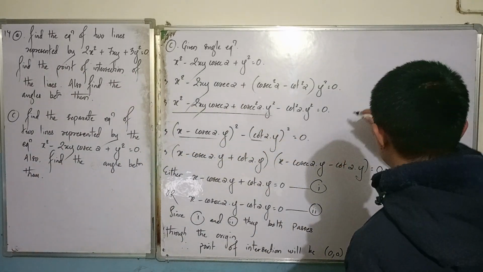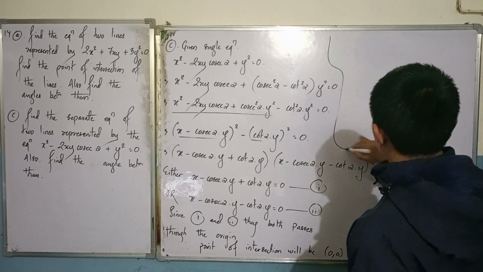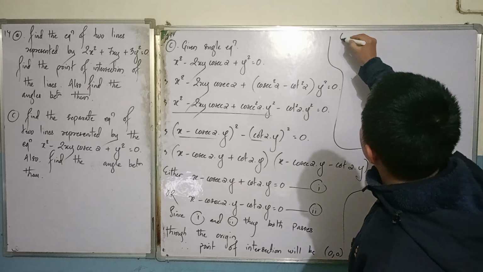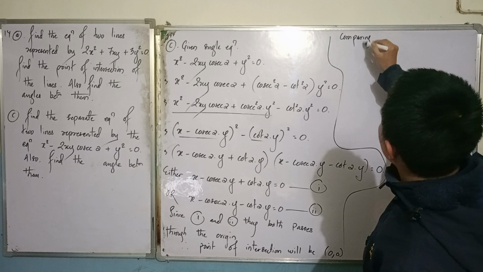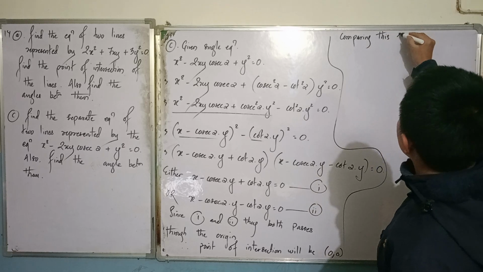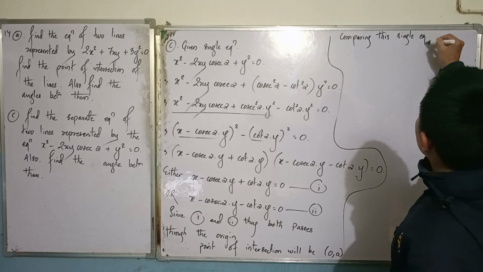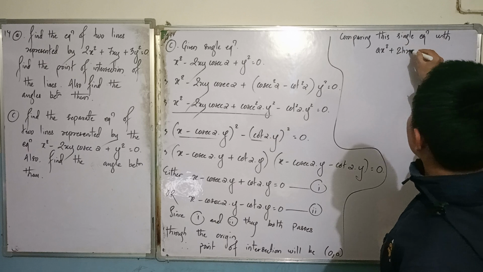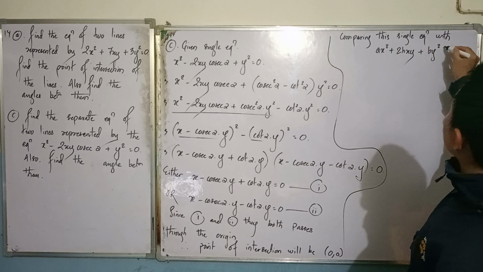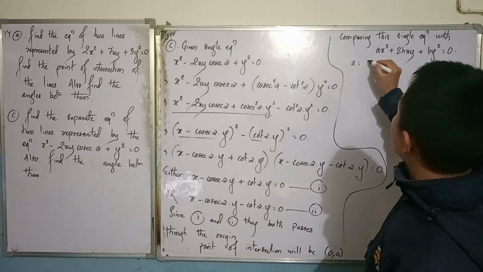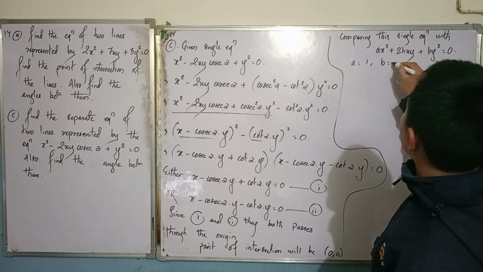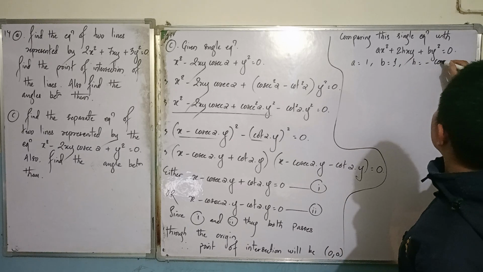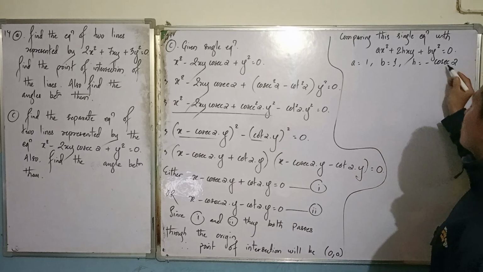Now comparing this single equation with ax squared plus 2hxy plus by squared is equals to 0, you will get the value of a as 1, b also 1, and h you will get minus cosec alpha. No, not cos alpha, cosec alpha.